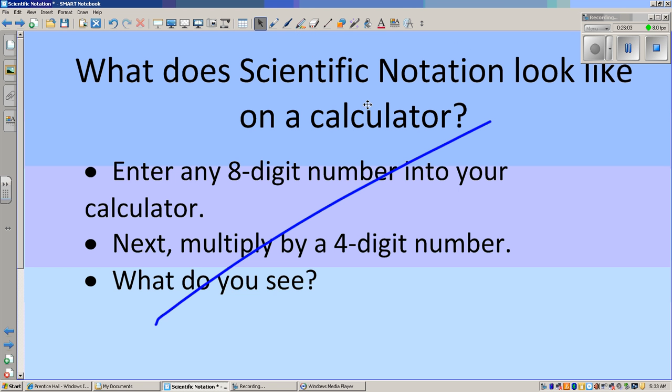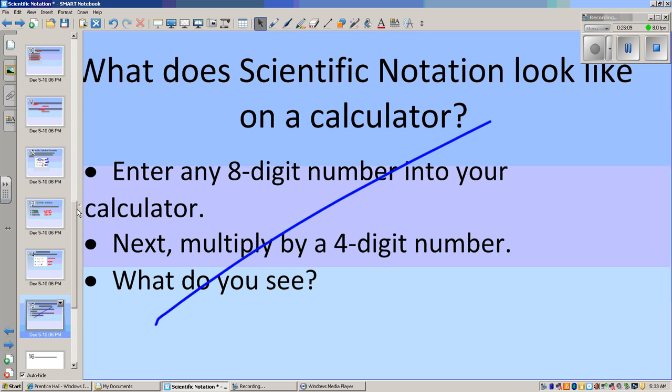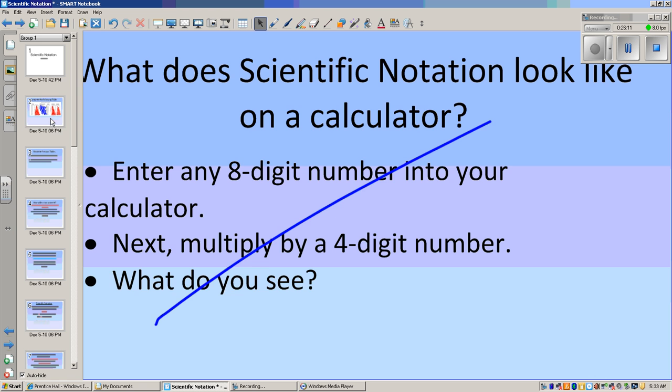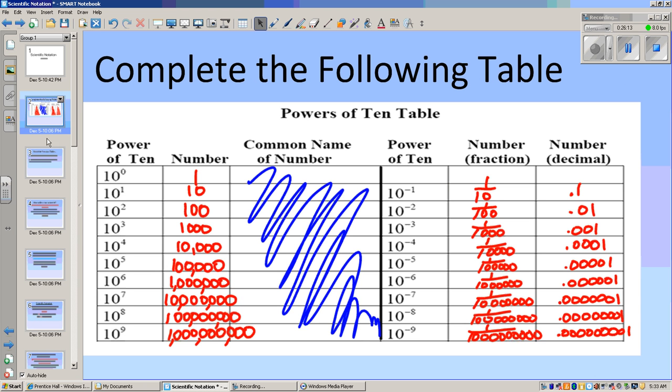Okay, great. I hope that some of your conjectures were confirmed. Some of those things that you noticed as we did our beginning chart and thought about the patterns in that chart.